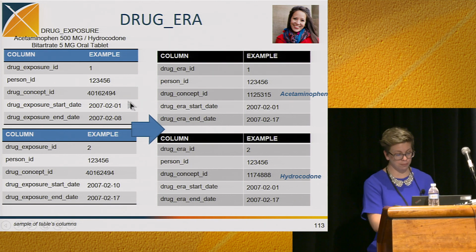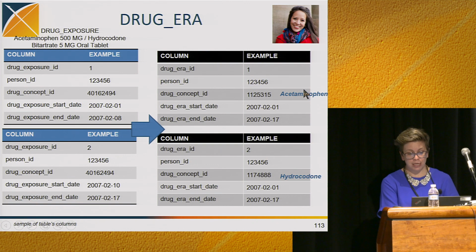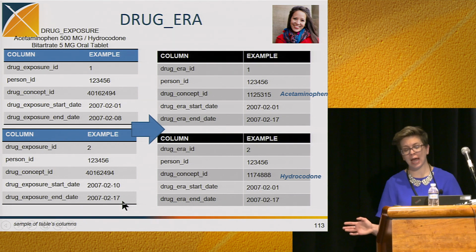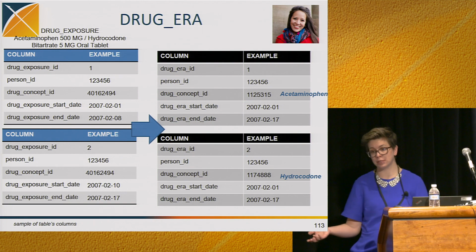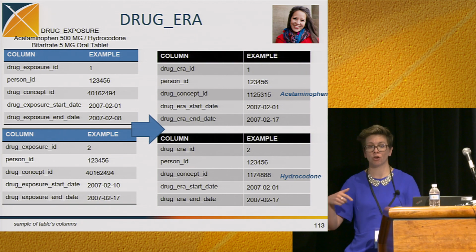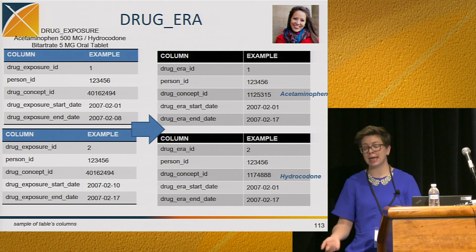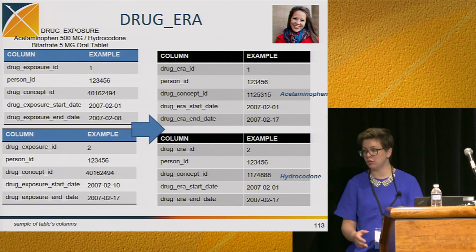look at that duration. But then, again, because this is a combination product, I'm going to split it out into acetaminophen and hydrocodone. And in this case, I'm going to have two records, one for acetaminophen that starts on the 1st and ends on the 17th. So then, I don't care that she had two prescriptions of acetaminophen, although actually the drug era table will tell you how many prescriptions created that era. All I care is that she was exposed during this time, and I can use that in an analysis.